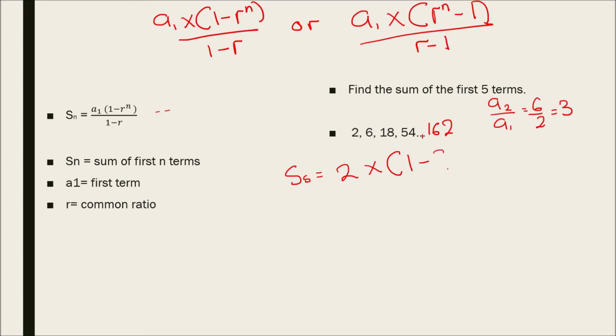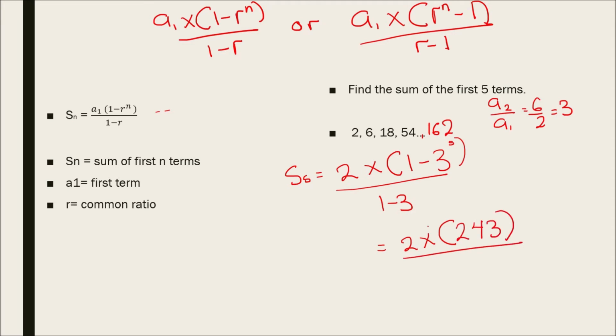1 minus 3 to the power, our n is 5, over 1 minus 3. So let's see. 2 times, now what's 3 to the power 5? 3 raised to the power 5 should give me 243. You can use your calculator. 1 minus 3, that should give me minus 2.